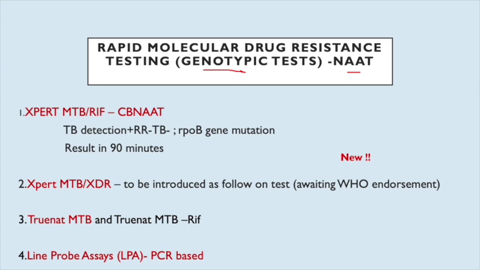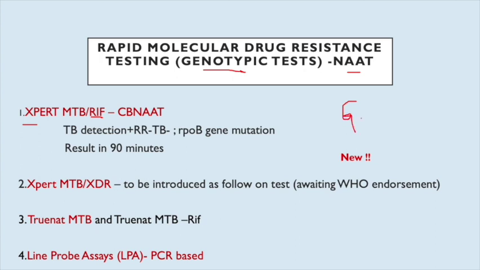So NAAT can be CBNAAT or Xpert MTB XDR. CBNAAT is the Xpert MTB/RIF test. It detects resistance to only rifampicin. We also know it by the name of genotypic test here.